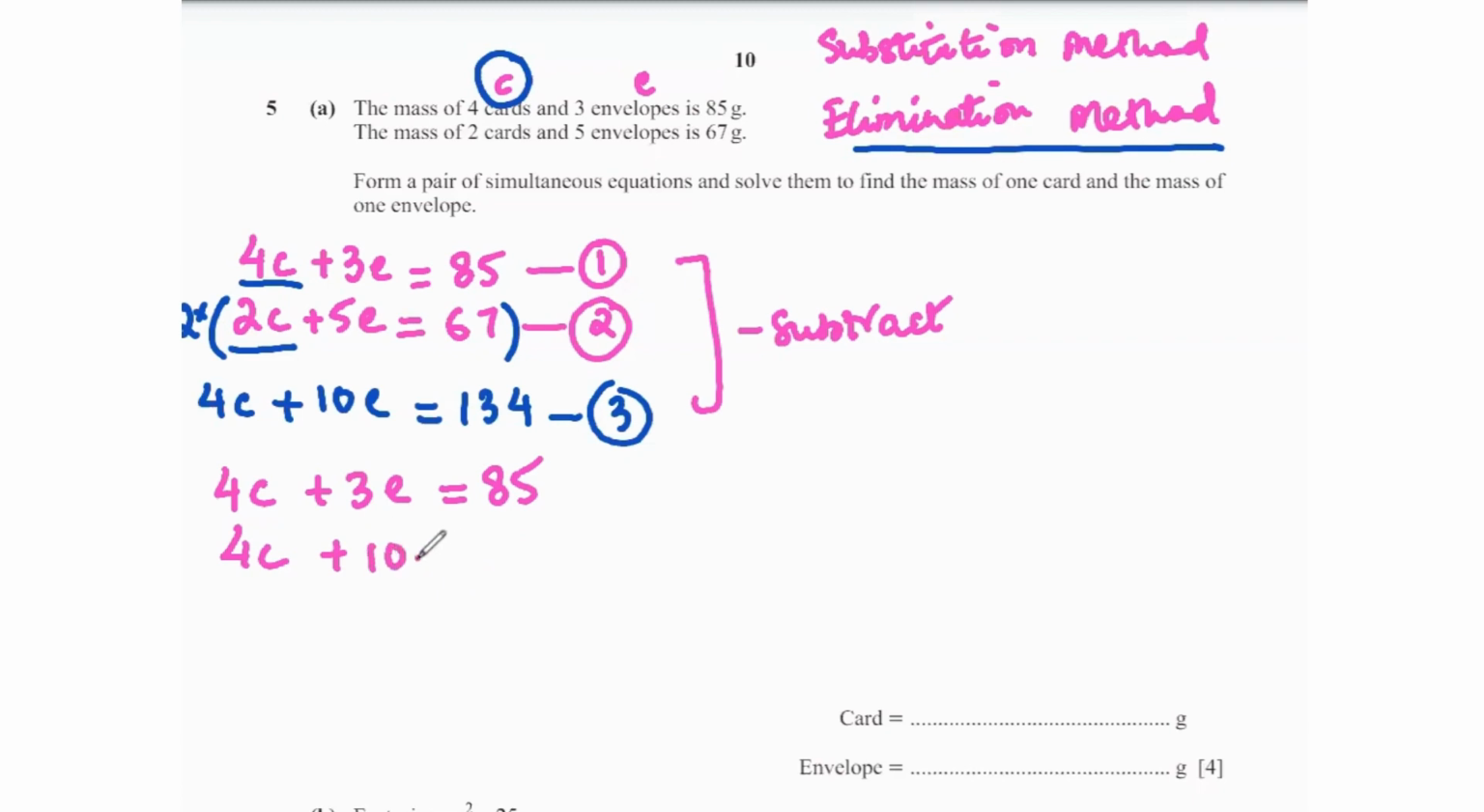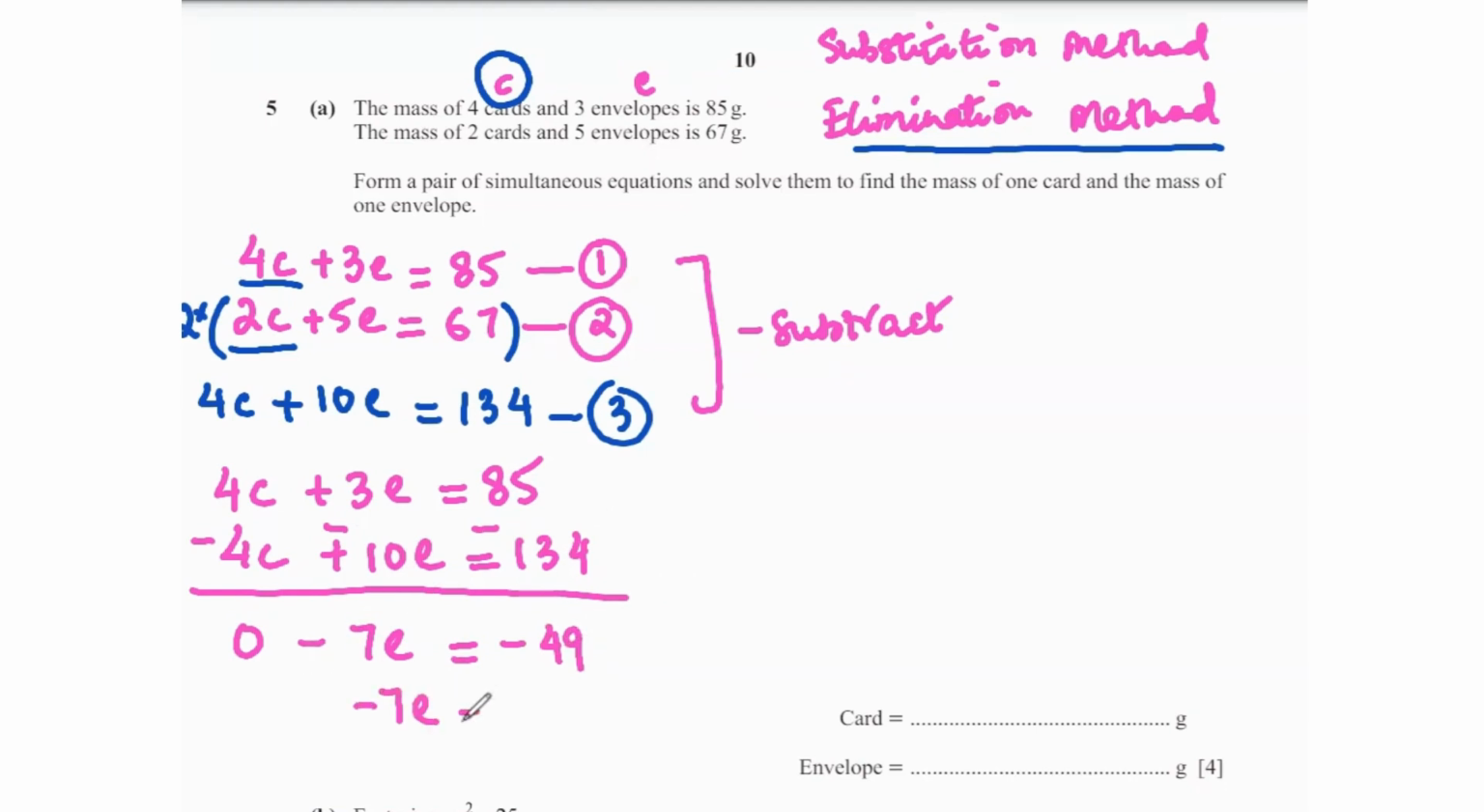So when you subtract the two, it will be 4C minus 4C, 3E minus 10E, and 85 minus 134. So 4C minus 4C is 0, 3E minus 10E is negative 7E, and 85 minus 134 is equal to negative 49. So negative 7E equals negative 49. As you can see, the variable C got eliminated. We're just left with variable E now, which is what we were trying to do since the beginning. Cancel out the negative signs and E equals 49 over 7, which is 7.